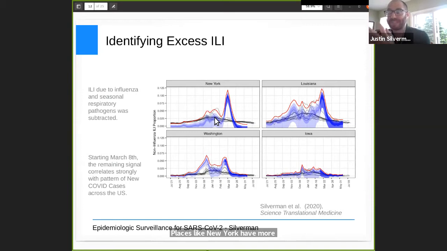Okay, so now we're basically capturing that there's this excess proportion of people showing up to their physician with ILI. And we can translate that to a number, how many people are showing up to their physician with excess ILI.